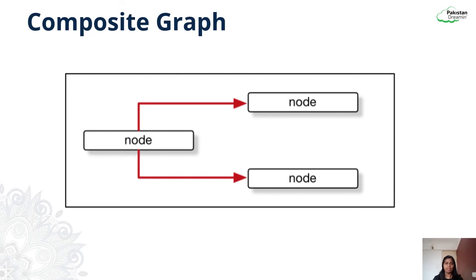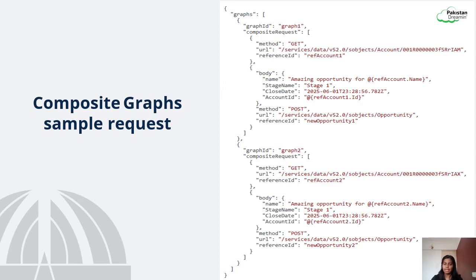So composite graph, you can see that this is a picture representation. Here for graph, the composite sub-requests are known as nodes. You can see that there is a parent node and two different child nodes. On this slide, we'll see the graph sample request. You can see the request here, which contains two different graphs. First one is graph 1. Second one is graph 2. Let us go into detail of graph 1.